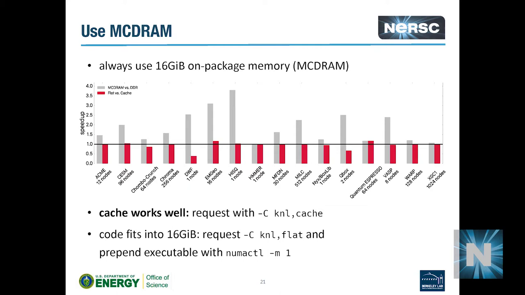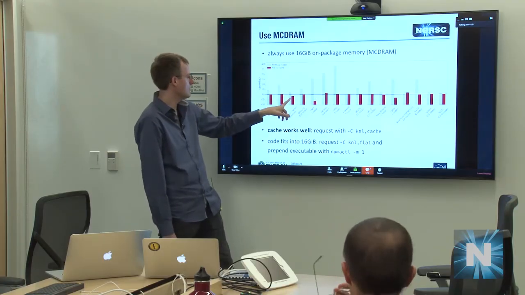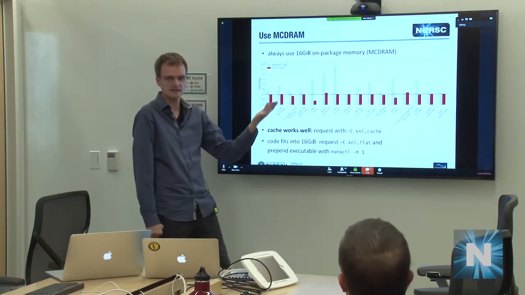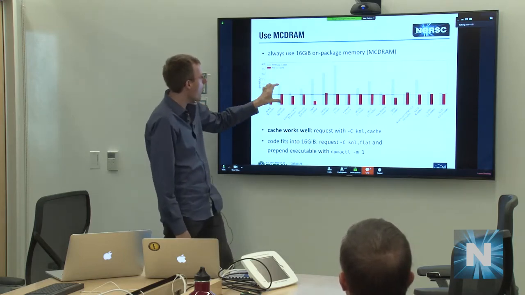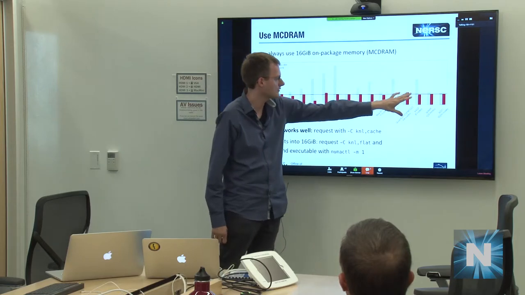This is also the cross section over the NESAP codes, and this is the speedup we get. The gray bars are the MCDRAM speedup you get when you run your code fully from MCDRAM versus running it from DDR. The gray might be either flat or cache, whatever the best configuration was for that code. And then we compare additionally what the benefit is of going to flat instead of cache mode. What you see is that MCDRAM always helps, right? There is no case where it really hurts you.